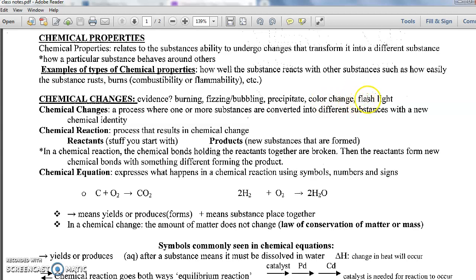Not on this list, but most likely should be on this list, would be the generation of heat energy, which means it's producing heat energy. It might not always be a flame. It might be just heat escaping or being released. That's an exothermic reaction, an exothermic chemical reaction.